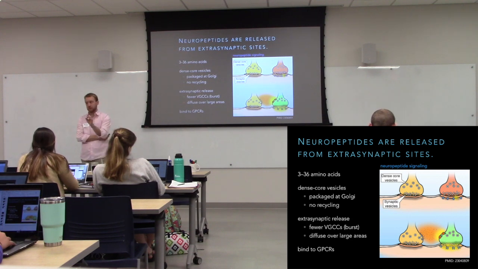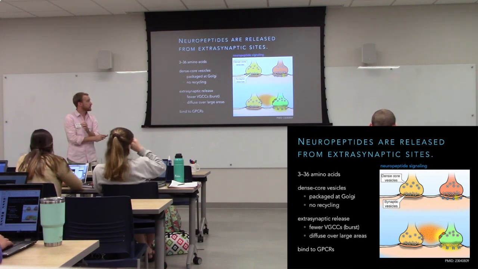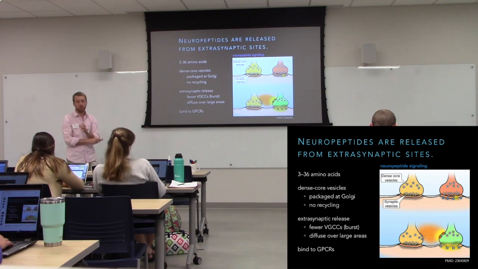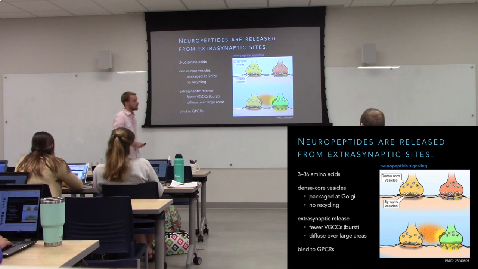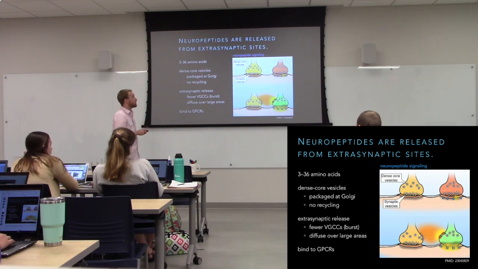Another big distinction is the site of release. Here's our active zone down here. We have all our synaptic vesicles. They're not showing you the reserve pool. They're showing you a different population of vesicles they call dense core vesicles because the core is electron dense, which just tells you there's a bunch of protein in there. That's it. They're a little bit bigger and they're full of neuropeptides. We localize these at extrasynaptic sites, away from the active zone.